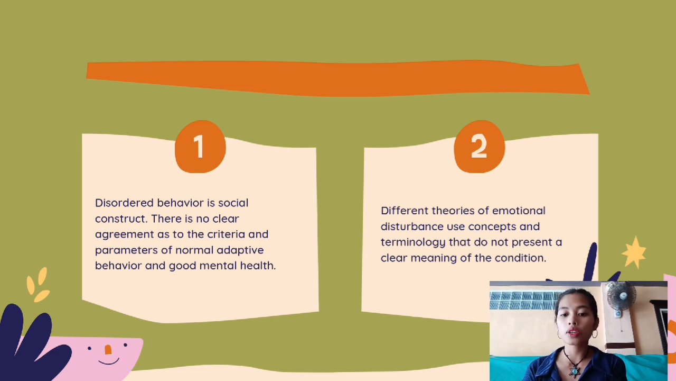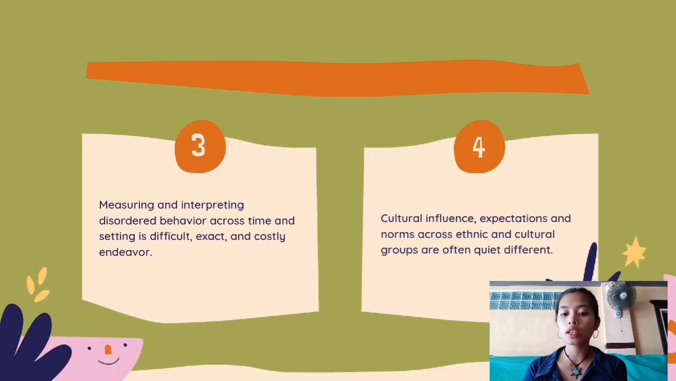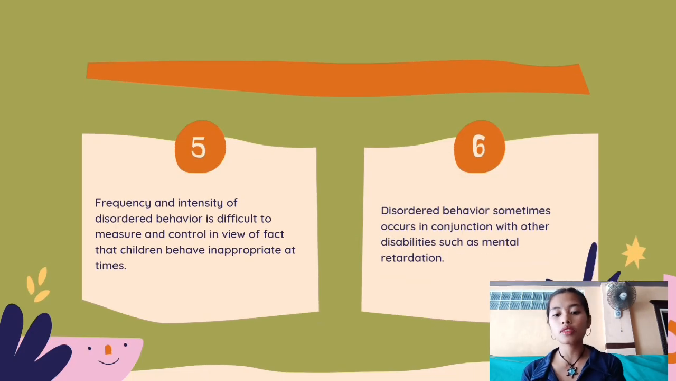Second reason, different theories of emotional disturbance use concepts and terminology that do not present a clear meaning of the condition. The third reason is that measuring and interpreting disordered behavior across time and setting is a difficult, exact, and costly endeavor. The fourth reason is cultural influence: expectations and norms across ethnic and cultural groups are often quite different. The fifth reason is that the frequency and intensity of disordered behavior is difficult to measure and control, in view of the fact that children behave inappropriately at times. The last reason, disordered behavior sometimes occurs in conjunction with other disabilities such as mental retardation and learning disabilities.